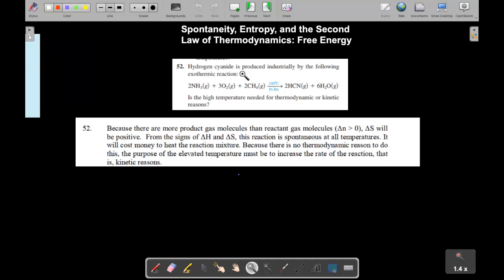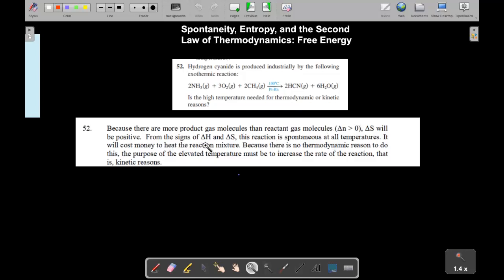Hydrogen cyanide is produced industrially by the following exothermic reaction. Is a high temperature needed for thermodynamic or kinetic reasons? Because there are more product gas molecules, 8 versus 2 and 3, which is 5, delta n is more than 0, so delta S will be positive. From the signs of delta H and delta S, the reaction is spontaneous at all temperatures.